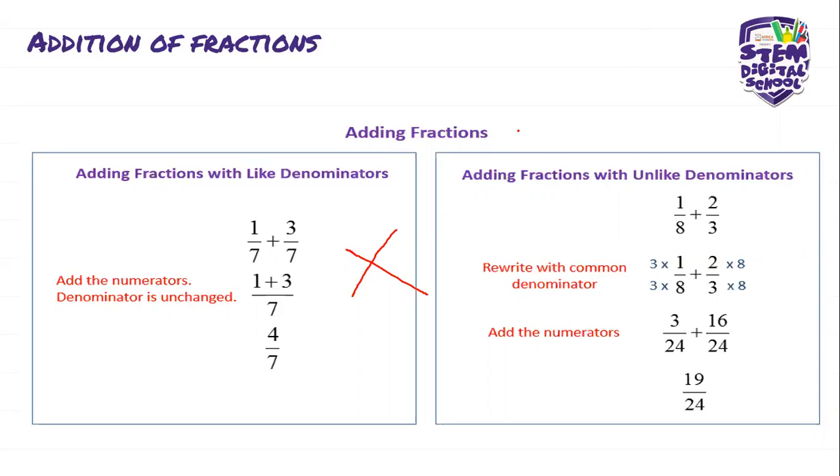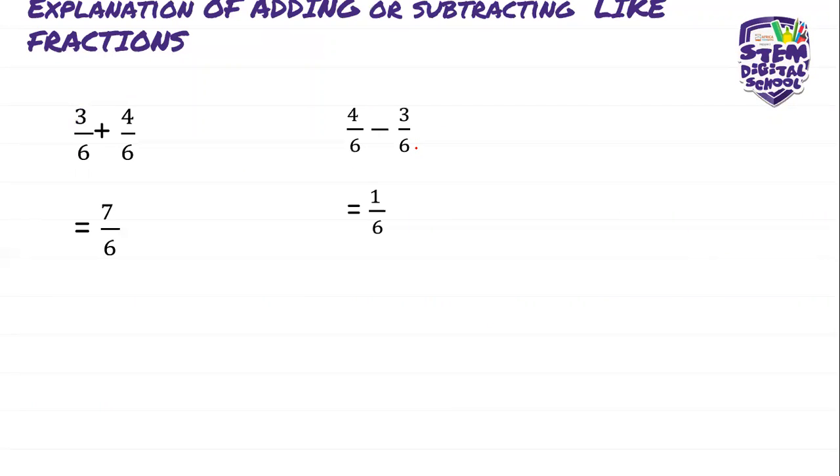That's what happens when you're adding and subtracting fractions with the same denominator. Right. Let us go into examples. So we've got what? 3 over 6 plus 4 over 6. So we say what? 3 plus 4 is 7 over 6.